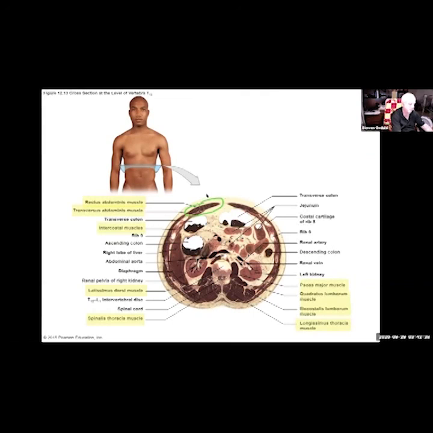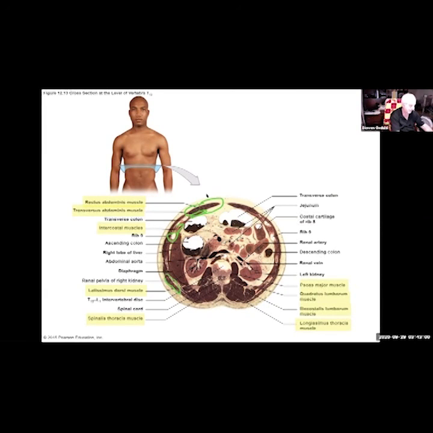Okay. Your transverse abdominis muscle. See underneath it, the intercostal muscles, muscles that run between the ribs. You see one of the ribs right here, rib number 9. Okay. Latissimus dorsi muscles on the outer part of the back.